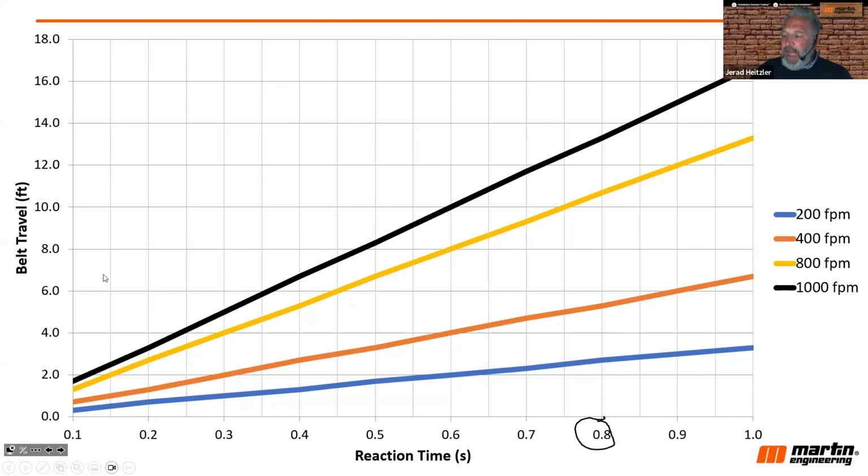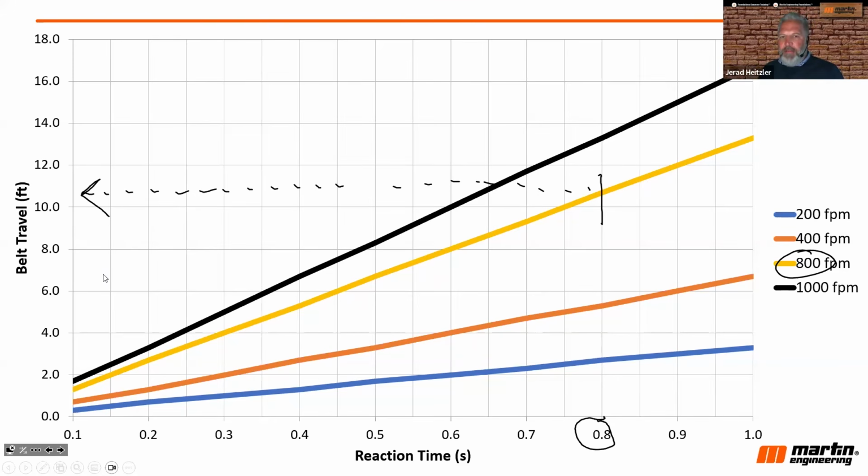So if you've got an average reaction time of 0.8 seconds, and let's just say your belt runs at, let's say, 800 feet per minute. If one of these 2 lines intersect, if you come over here to the left of this chart, that tells you how far that belt will move in the time that it takes a worker to drop a tool.